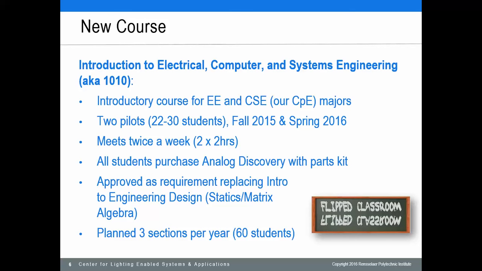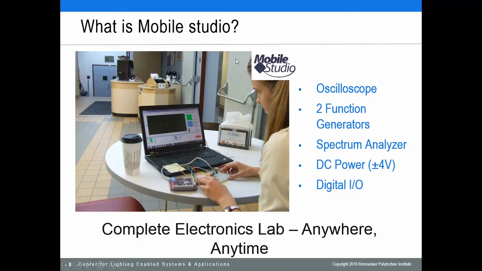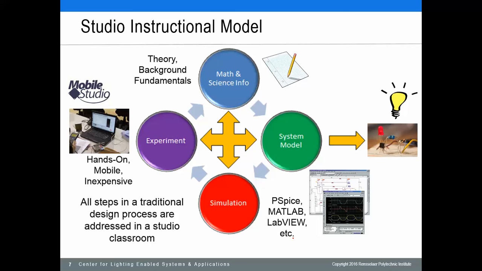In the new course, it's very similar in the way it's laid out. It's an introductory course. It had 2 pilots this last year, as I mentioned, and its planned steady state will be 3 sections per year, not 2 per semester, and about 60 students per section. The studio instructional model, the way I like to lay it out, is shown here, which combines the traditional fundamental lectures, paper and pencil problem solving, that sort of thing, with experimentation and simulation.